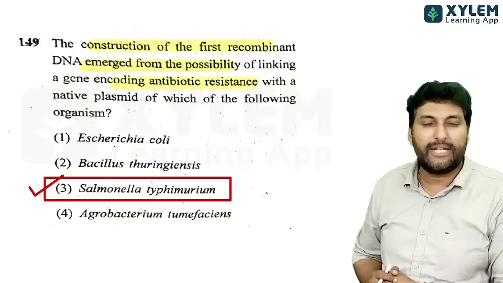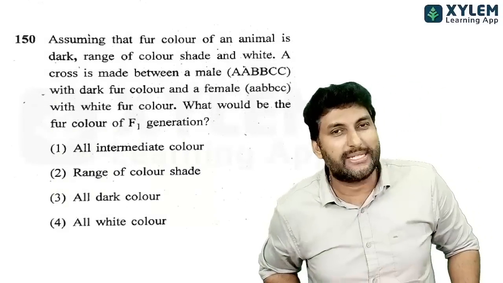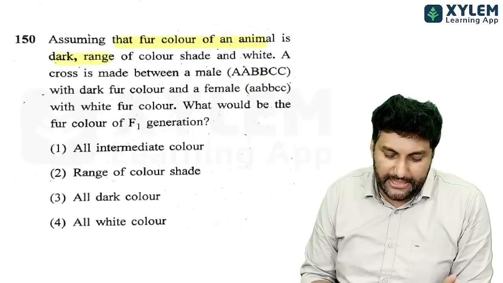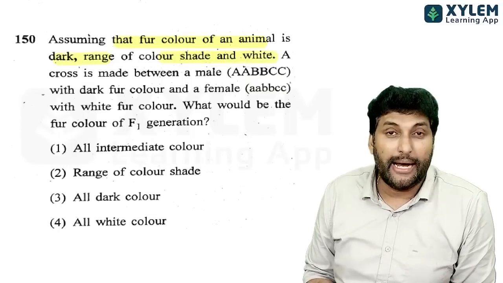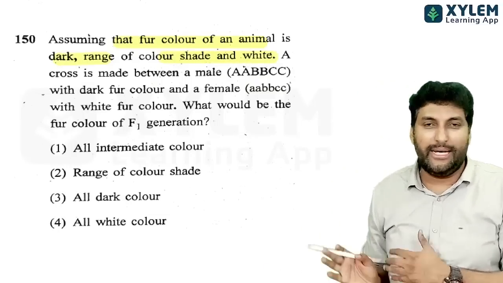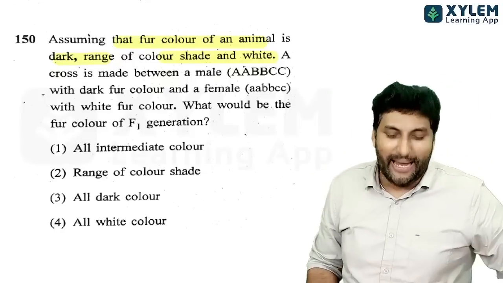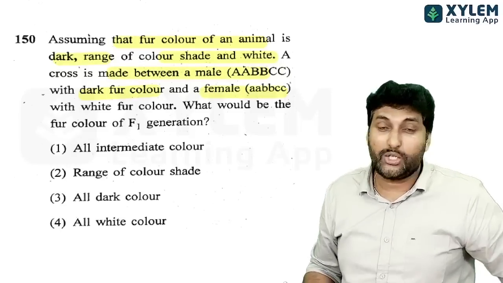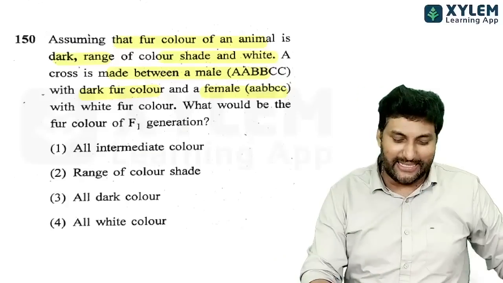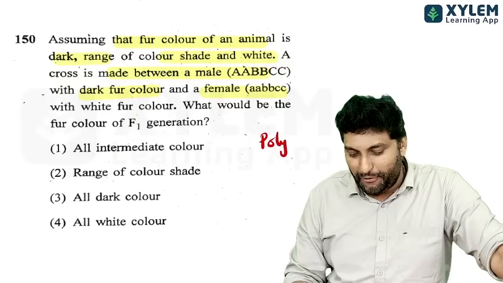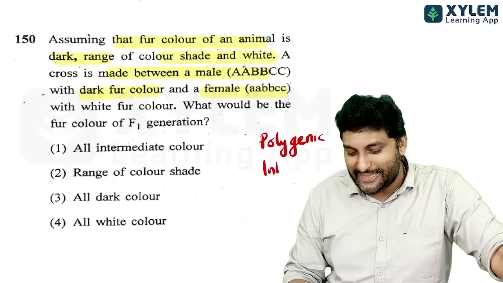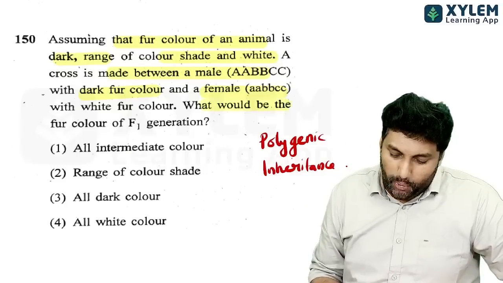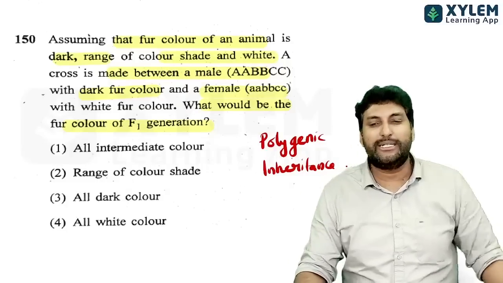Okay, so let's move to the 150th question in botany. Assuming that the fur color of an animal is dark, range of color shade and white. You know that strictly this question belongs to genetics, and a cross is made between a male with dark fur color and a female. Actually 3 genes A, B, C are involved. It's an example for polygenic inheritance. And they're asking what would be the fur color of the F1 generation.